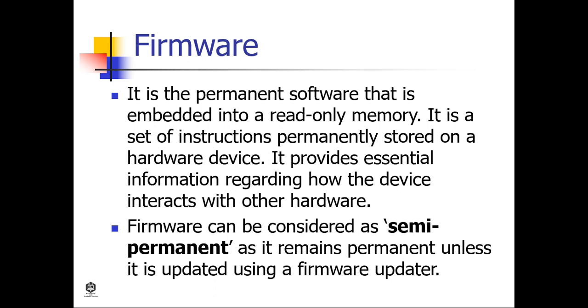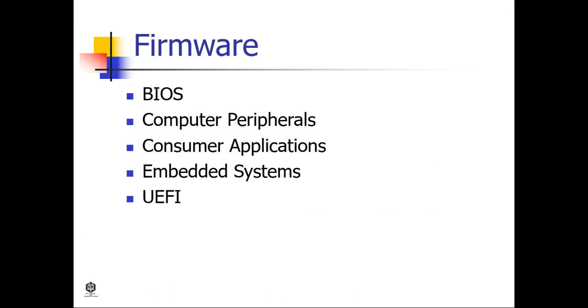Firmware can be considered as semi-permanent, as it remains permanent unless it is updated using a firmware updater. Some examples of firmware are BIOS, computer peripherals, consumer applications, embedded systems, and UEFI.